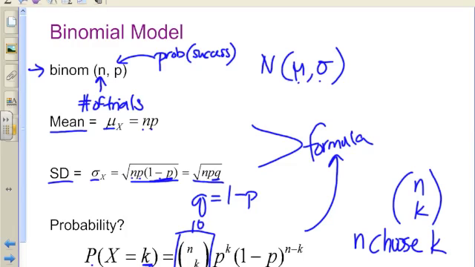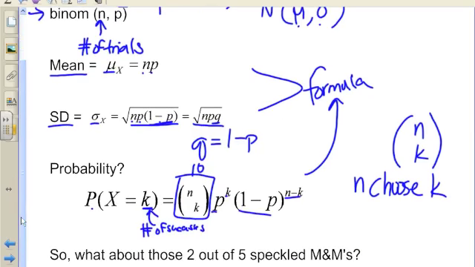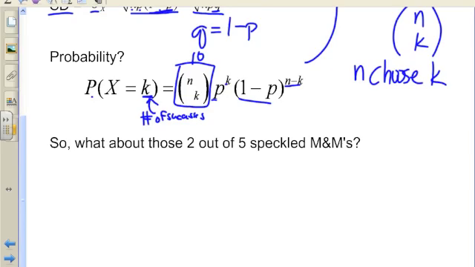Then we do p, the probability of success, times how many of those we're looking for. And then we have our 1 minus p, or q if you prefer. And we're going to take the leftovers, the number of trials minus how many successes we should see. So let's go ahead and use that formula in our story problem.